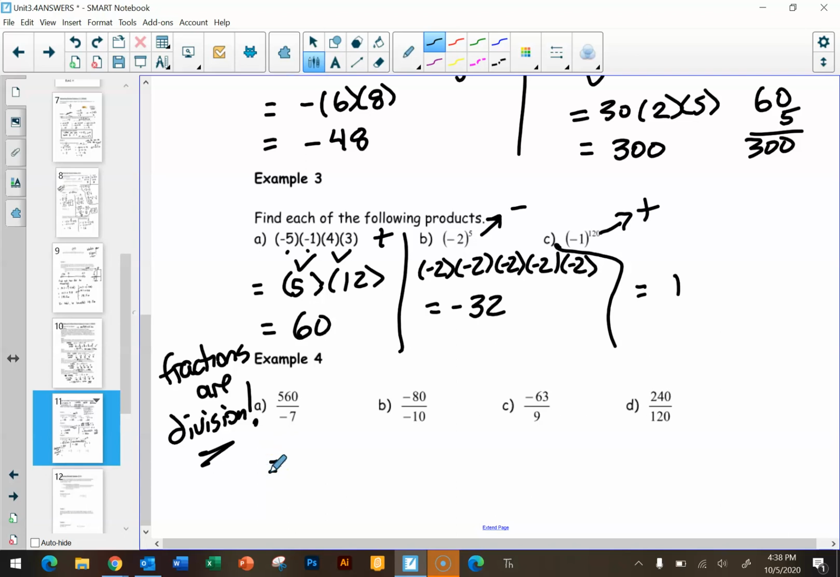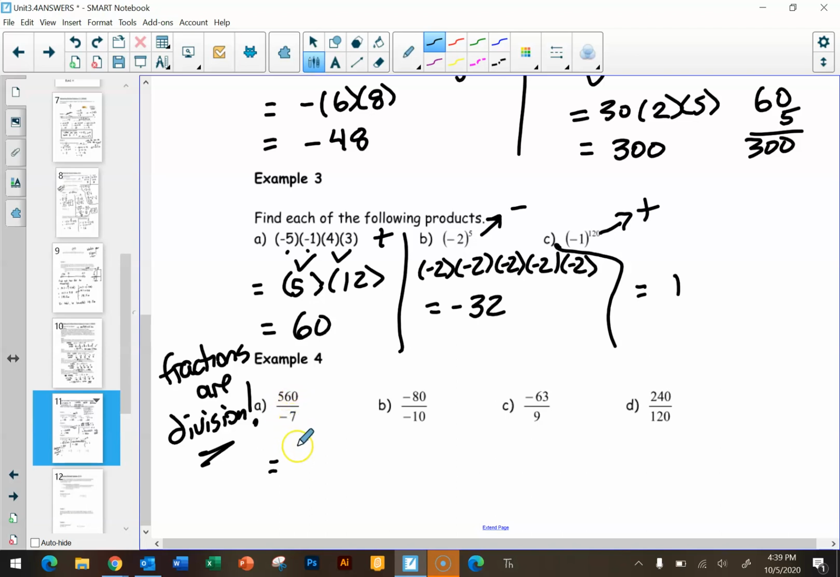Generally speaking, when we've got fractions in our question, I want you to have your answer as a fraction as well. So in this case, instead of plugging this in on my calculator and finding out what the decimal is, I'm just going to write this as a mixed number because the numerator is bigger than the denominator. But in order to do that, I have to figure out what 560 divided by negative 7 is. And as it turns out, this one does divide nicely, even though 7 is a prime number.